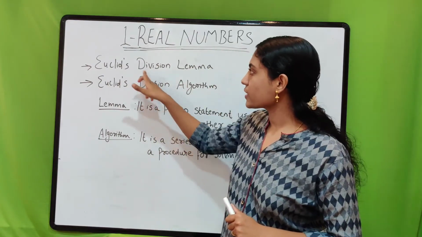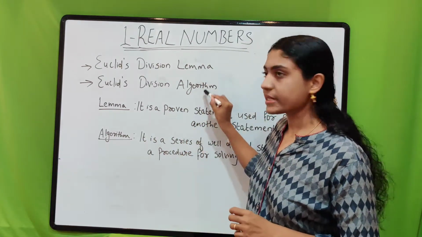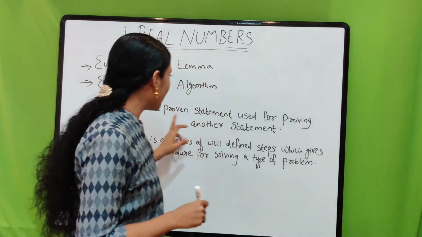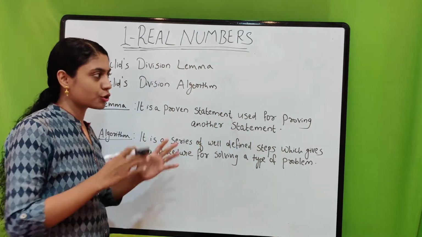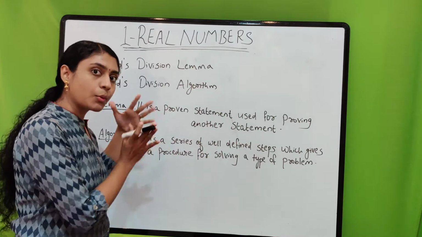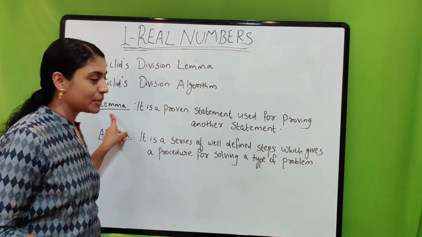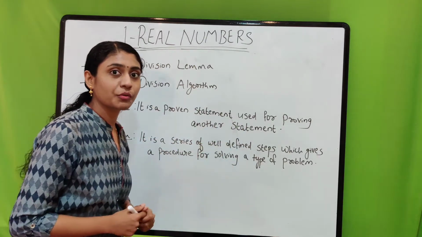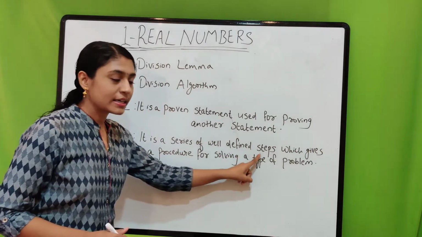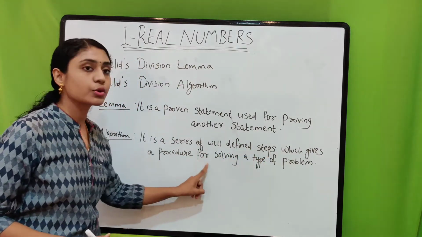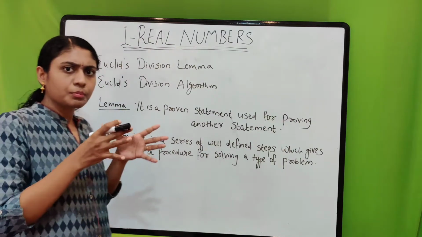Before that, we have to understand what Euclid's division lemma is. The difference between lemma and algorithm is that a lemma is a proven statement used for proving another statement. Understood? While an algorithm is a series of well-defined steps which gives a procedure for solving a type of problem. In order to solve a problem, we use a procedure.